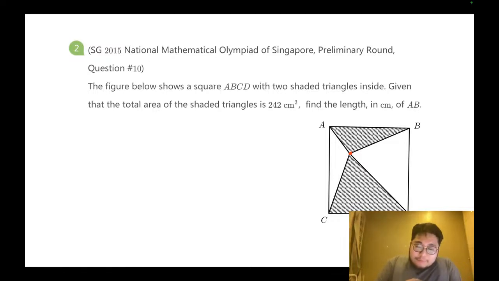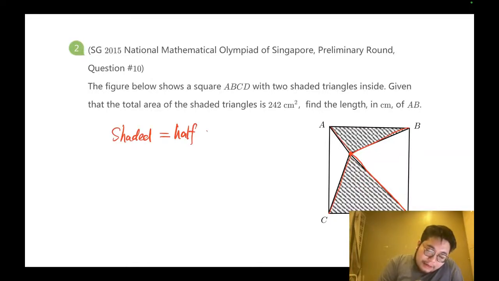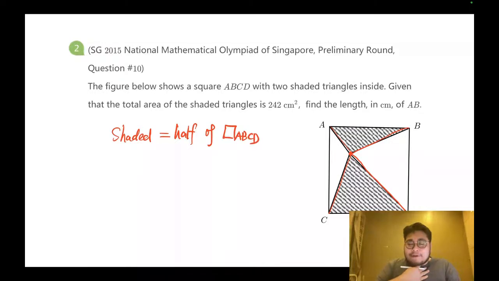If I choose a random point inside a parallelogram and I connect it to the 4 vertices, that means the up and down, left and right, the shaded area is actually what? The shaded area is half of the square ABCD, a half of the square ABCD, which is 242.